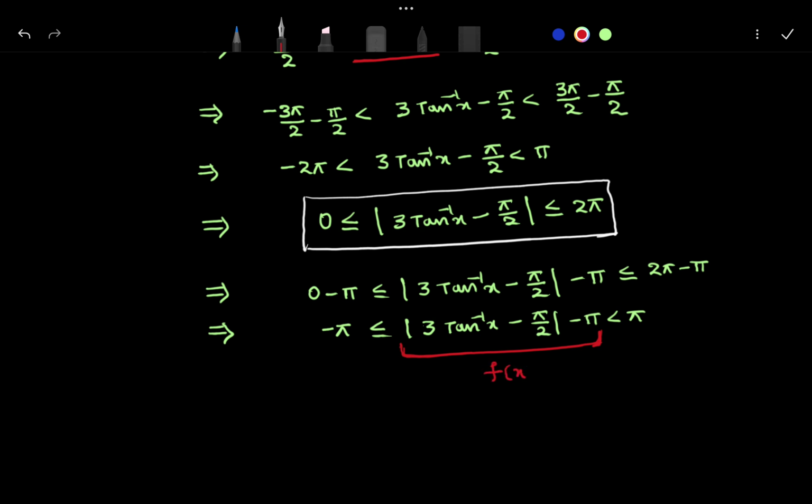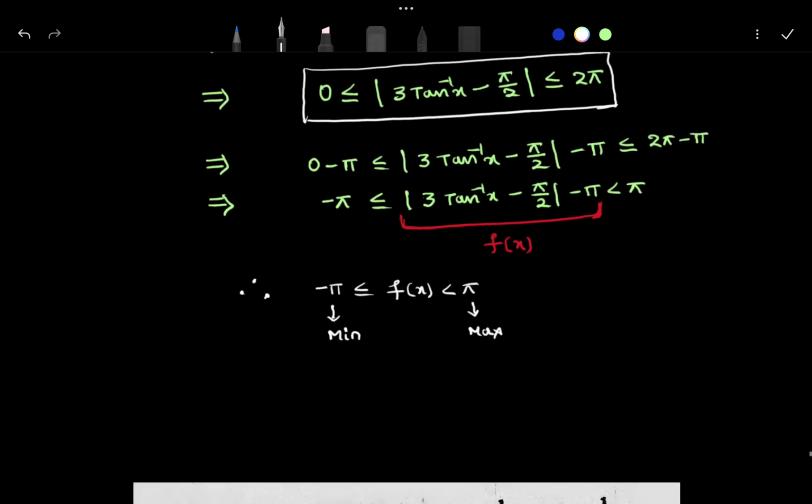So simply you can write that, therefore, minus pi is less than or equal to f of x, which is less than pi. Okay, so what is the meaning of this? The left hand side value is the minimum value. And the right side value is what? The maximum value. But here pi will not be included.